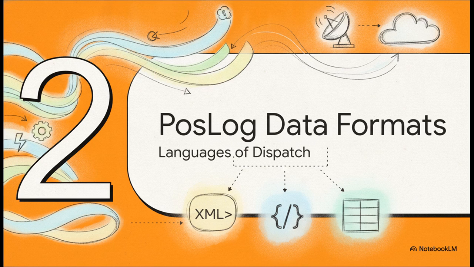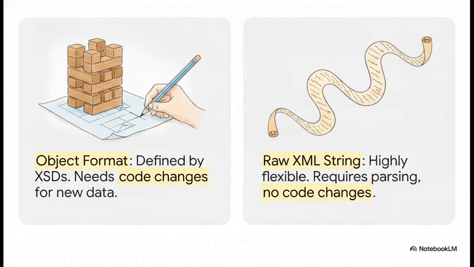Section 2. 3 PosLog data formats, the languages of the dispatcher. When we compare how we can format this data, we're really looking at a classic trade-off. On one hand, we have the object format, commonly used by SOAP web services. This one is rigidly defined by XSDs, making it super easy for developers to just grab and manipulate data natively as objects. The catch? If a retailer adds custom data to the PosLog, you've got to modify those XSDs and recompile the code. On the other hand, we have the raw XML string format.